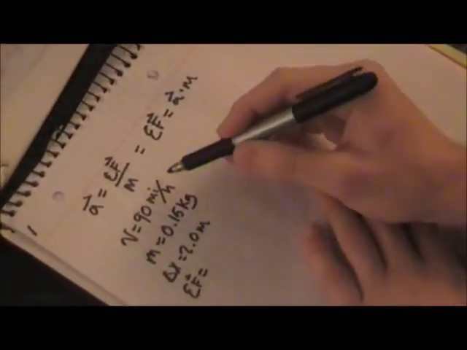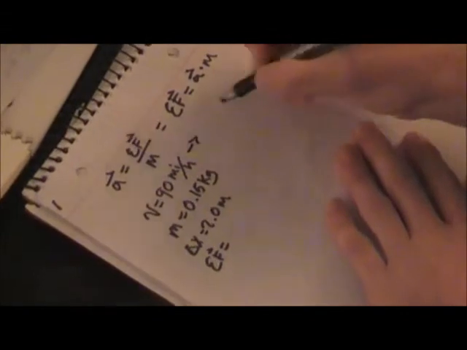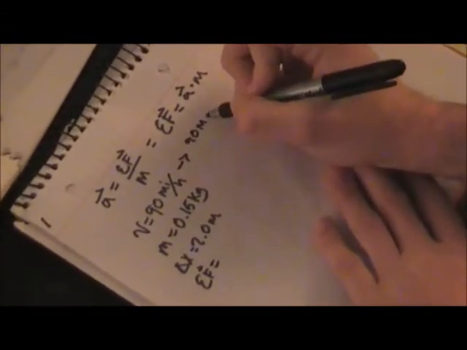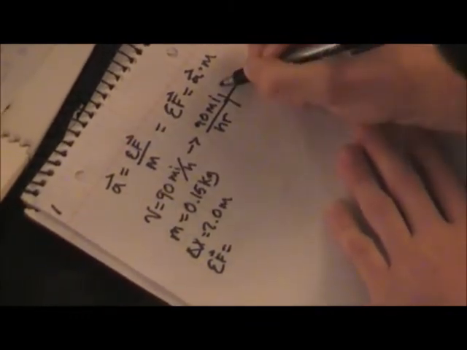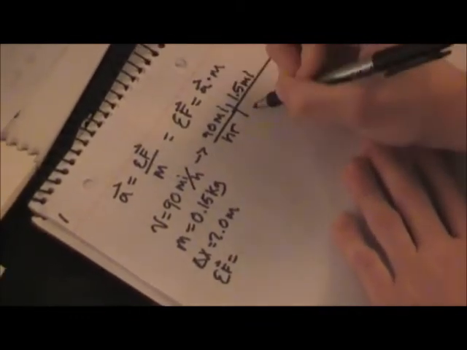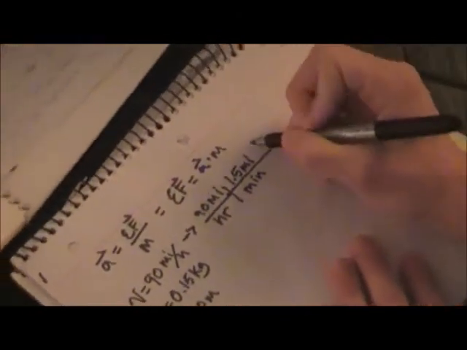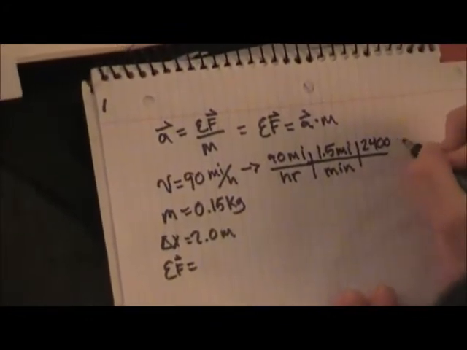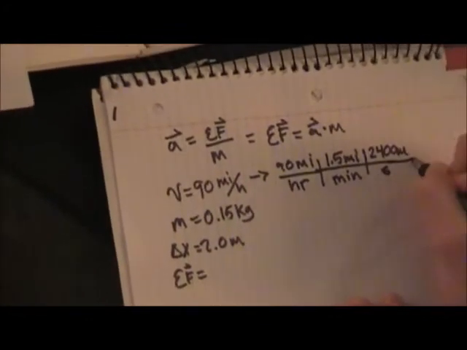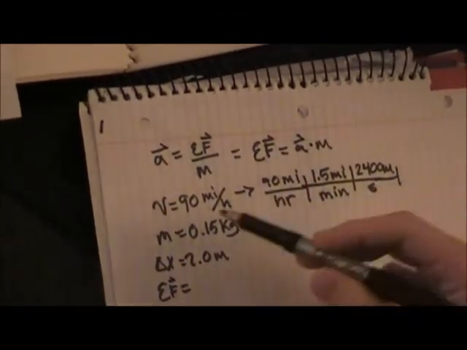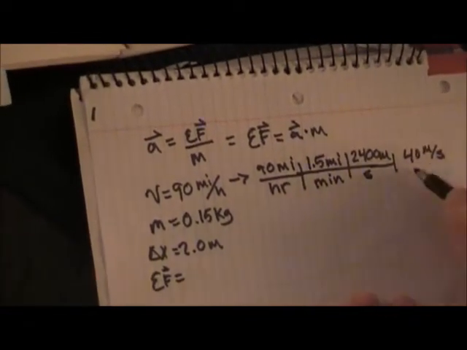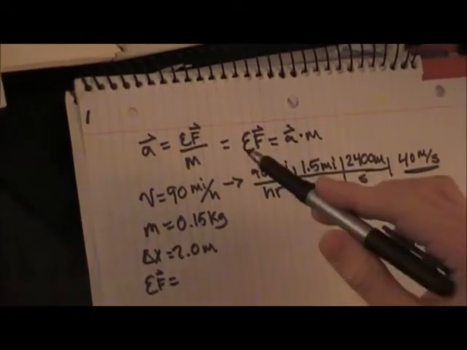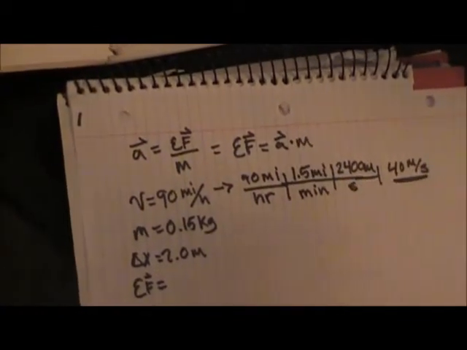First we are going to make this into meters per second. So 90 miles an hour is also equal to 1.5 miles a minute, which is also equal to 2,400 meters a second. So the speed in meters per second is 40 meters per second. We're going to use this to find the acceleration, which is what we need in the equation.